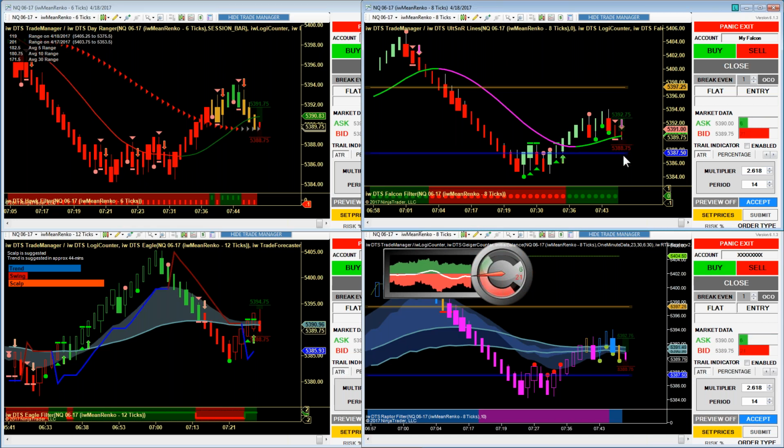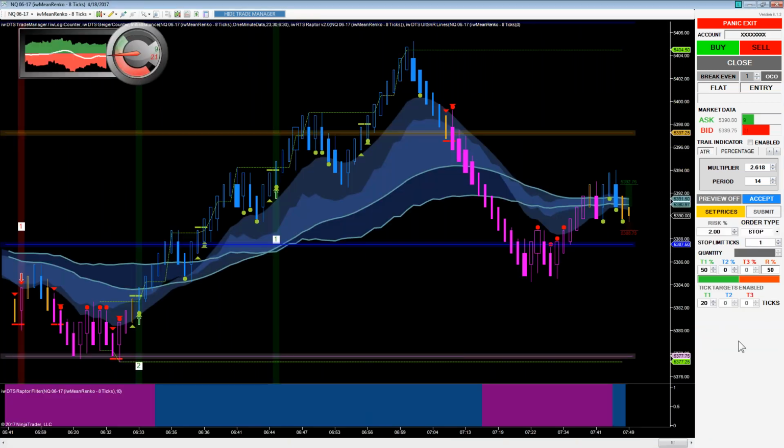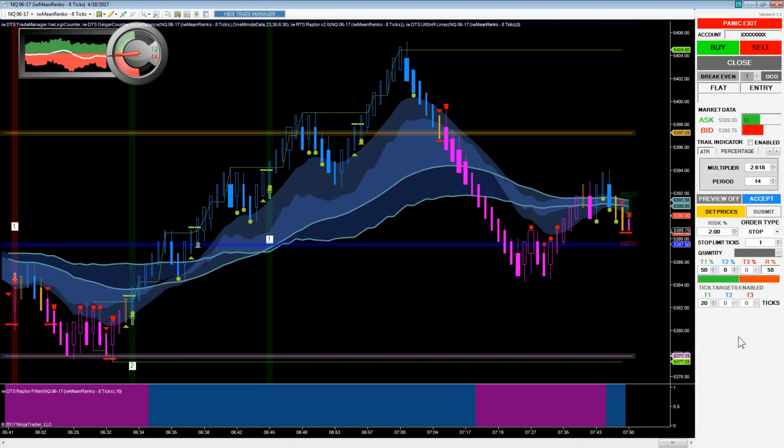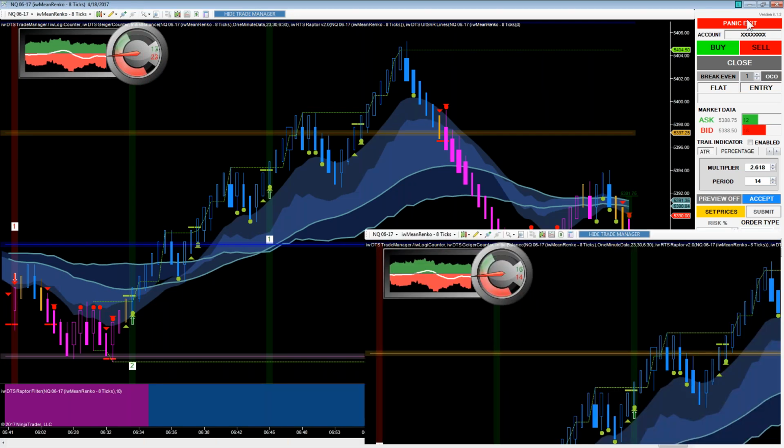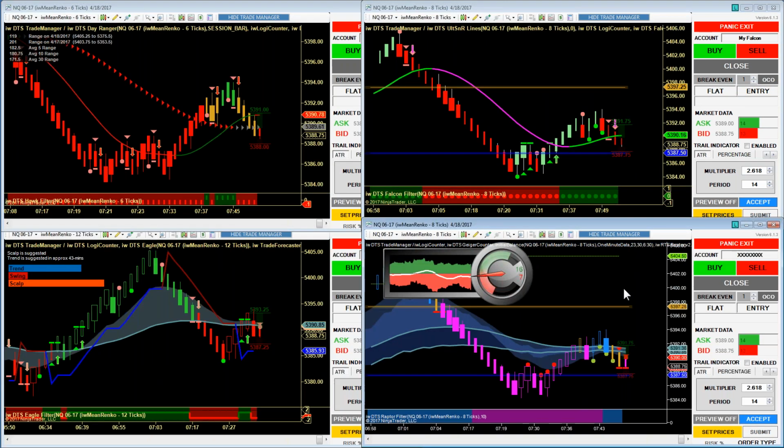Our trend change signal on the Falcon never quite materialized. We might actually be getting a cloud crossover here on the Raptor. A lot of waiting this morning. Good reason for you to have a comfortable office chair.